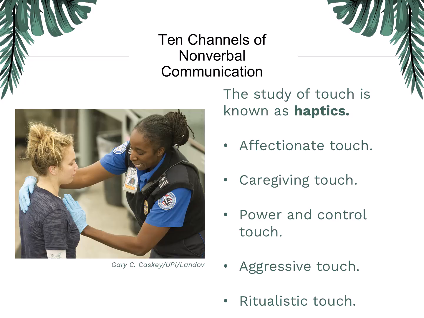And then going from there, you have a study known as haptics. And haptics is the study of touch to communicate. Now, we can have touch behaviors, which can include affectionate touch, caregiving touch, power and control touch, aggressive touch, ritualistic touches. So, let's break that down. In touch behaviors, we have affectionate touch first. Affectionate touches can be kisses and hugs and hand-holding. That's showing affection to somebody.